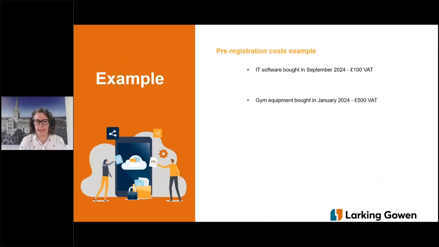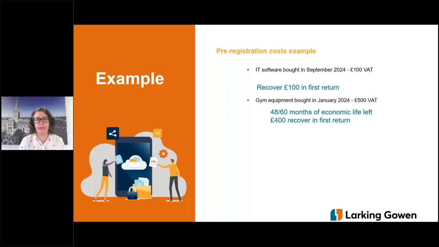So to put a little bit of context onto that for you, if we have pre-registration costs, so things you've already spent money on before you were VAT registered, on IT software, so that's services, we can't touch it, and that was bought in September 2024 with £100 of VAT incurred. And then we had gym equipment, so goods, because we can touch those, bought in January 2024, on which £500 of VAT was incurred. How much VAT can we recover in the first return?